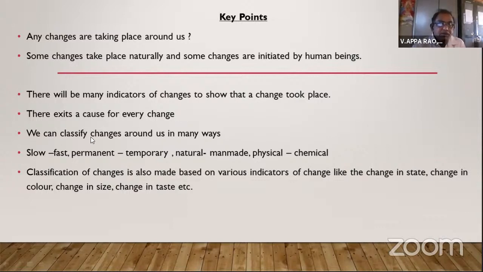We can classify changes around us in many ways. These are slow or fast, permanent or temporary, natural or man-made, physical or chemical. These are some of the categories for changes. For every change, there is a cause.